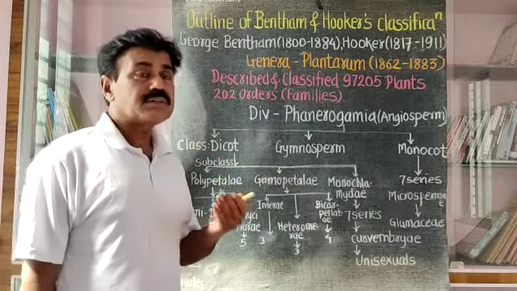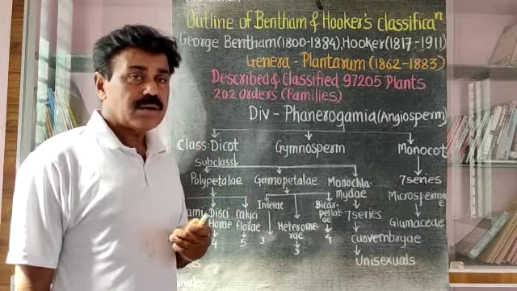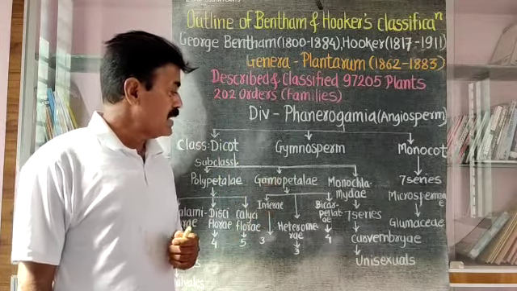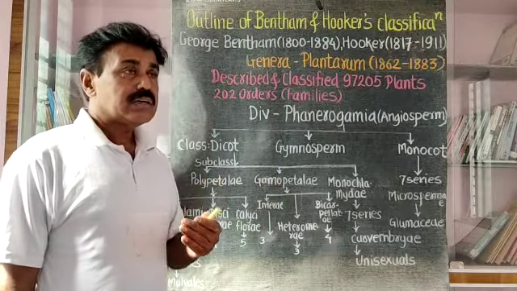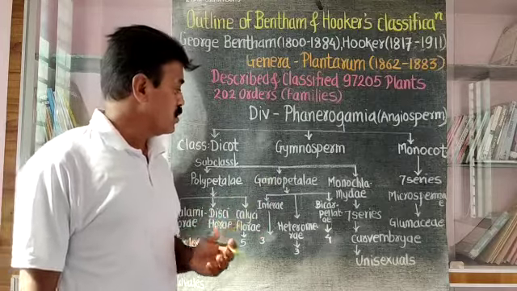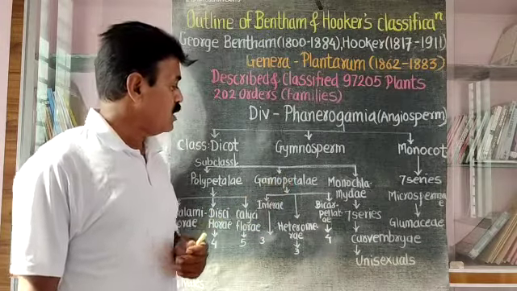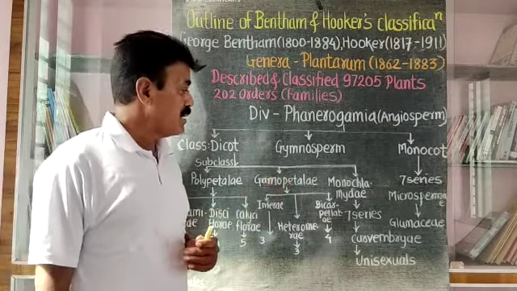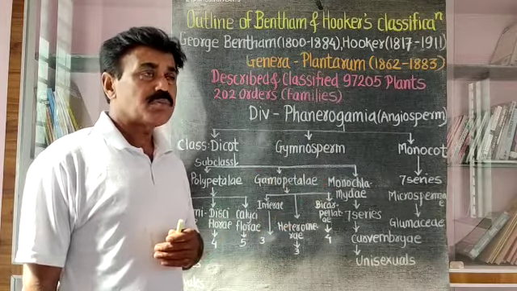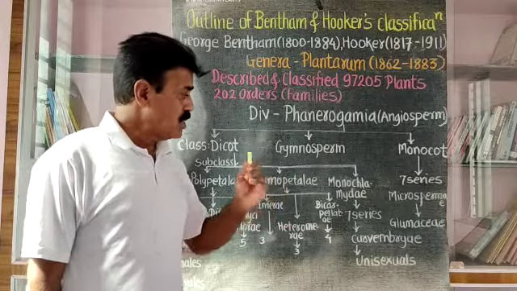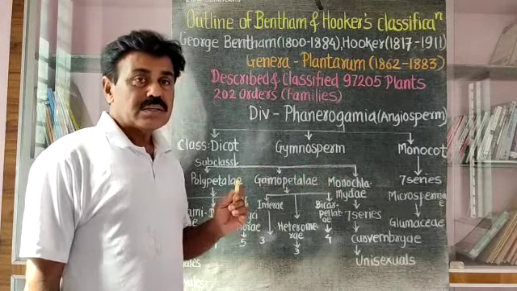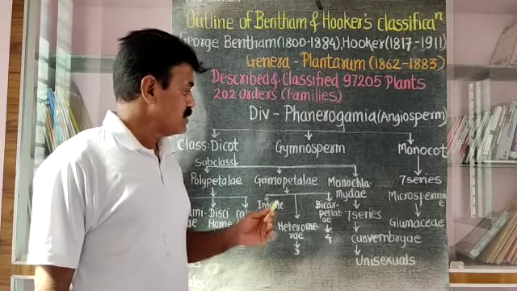Polypetalae have a free corolla, with separate petals, hence it is called polypetalae. In gamopetalae, the corolla is gamopetalous, that is united or fused, and due to that all such plants are placed in the gamopetalae. Monochlamydeae is a somewhat artificial, additional group of Bentham and Hooker. This additional group has some characters.